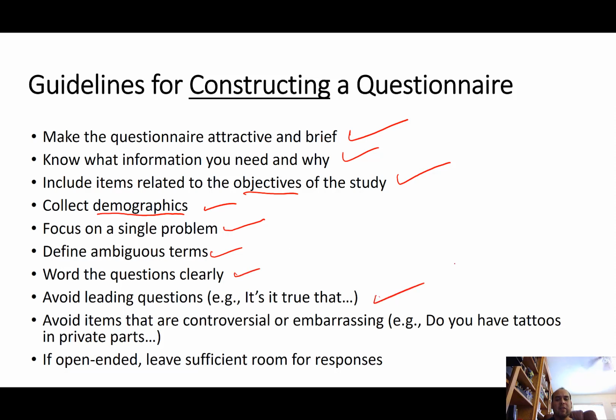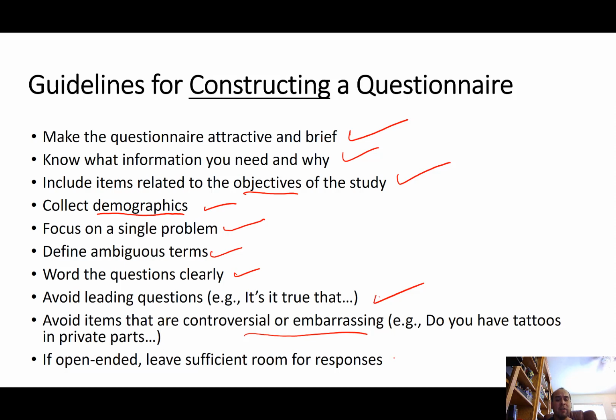Avoid leading questions such as, is it true that you don't know how to read, or is it true that you're a great reader? Obviously you're leading them into answering a certain way. Avoid controversial and embarrassing questions such as, do you have tattoos in private parts? I don't think it's something you want to ask, or even if they can't see you, that may be too controversial or embarrassing and they may not want to take your survey.